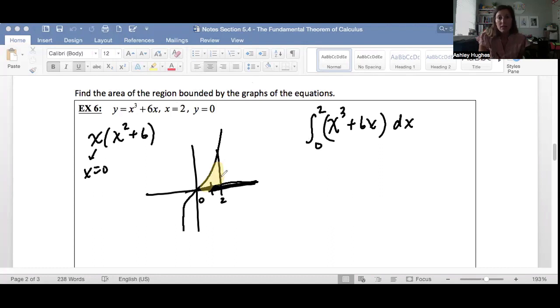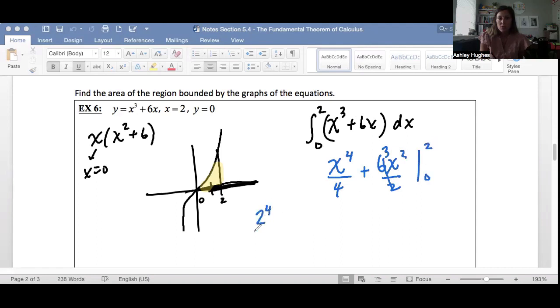Now this one we can't find with geometry because it's not a perfect line, right? So we have to use calculus, and we can do the shortcut though. We don't have to do the long limit definition. We take the antiderivative of x cubed. Antiderivative is the power rule for integrals. So you add 1, divide by it. And this one would be 6x squared over 2. So 3x squared, and we're evaluating it from 0 to 2.